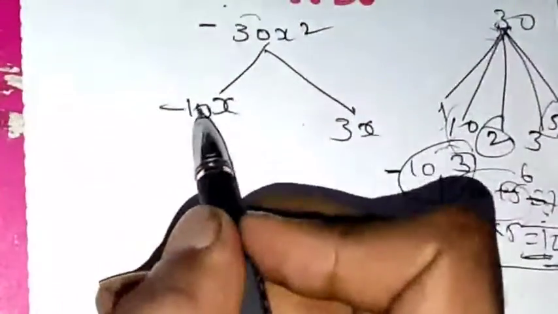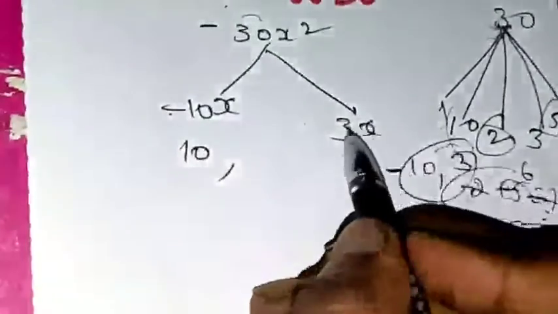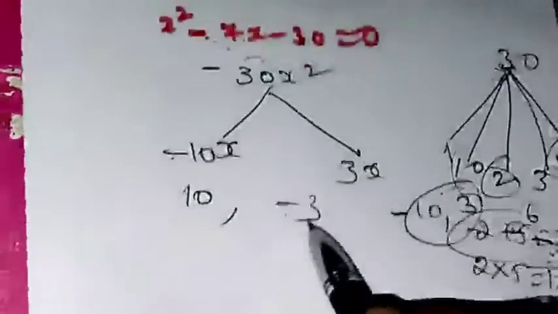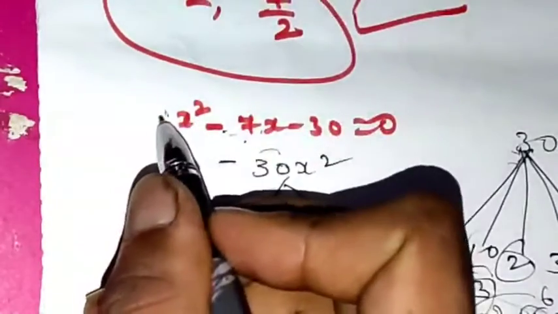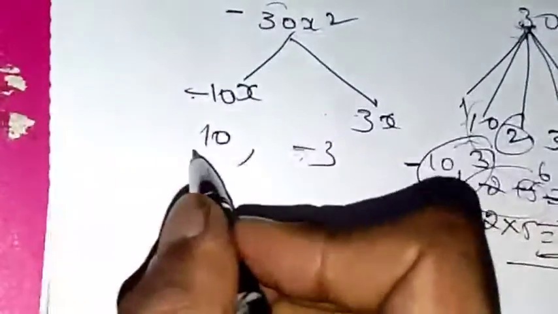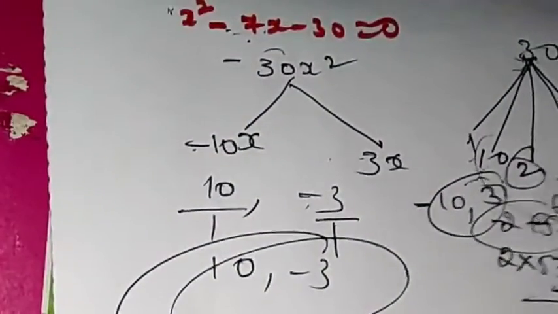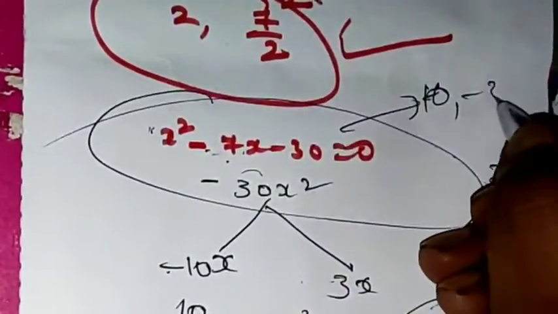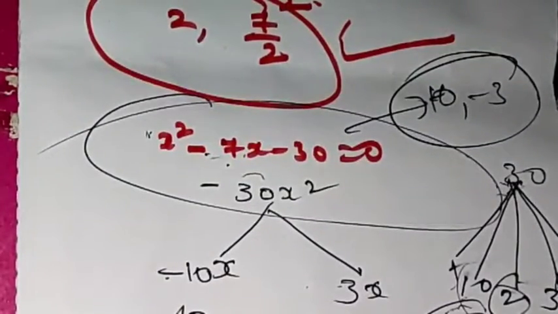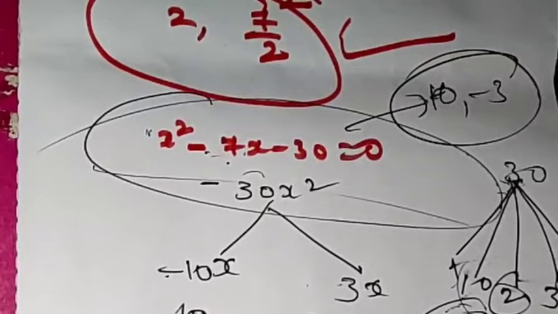Okay, next step is we exchange the sign. Here minus is there, we take plus. Here plus is there, we take minus. Now another step is we have to divide with the coefficient of x². Here the coefficient is 1. Therefore the factors are 10 and −3. These are the factors of this quadratic equation. Okay, this is the simple trick to solve the quadratic equation.